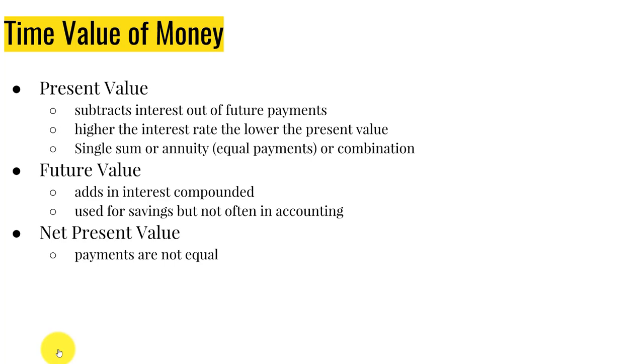So when we use present value calculations, we can either do it with a single sum, that means a one-time payment, or an annuity, that's equal payments each year, or even both together and just add them together. But you can have either or a combination. Future value, just briefly mentioned, is for saving money and seldom has an application in accounting. So we're seldom, if ever, calculating the future value of something. It's almost always present value.